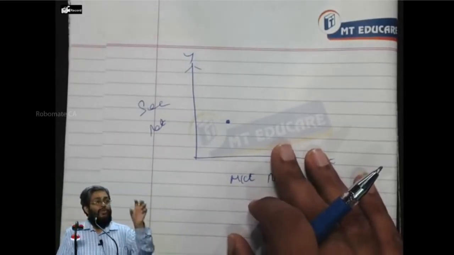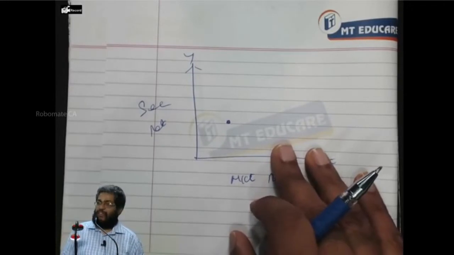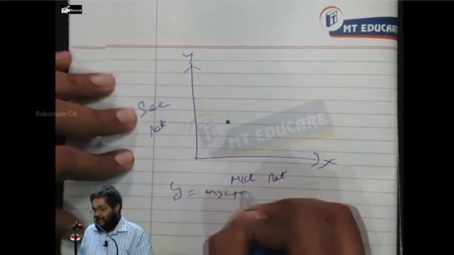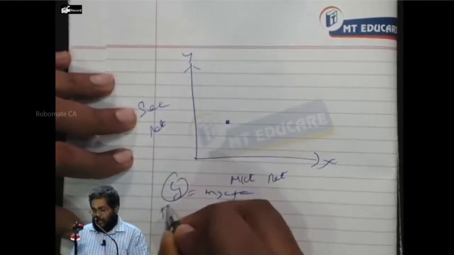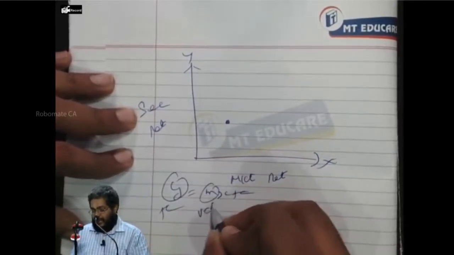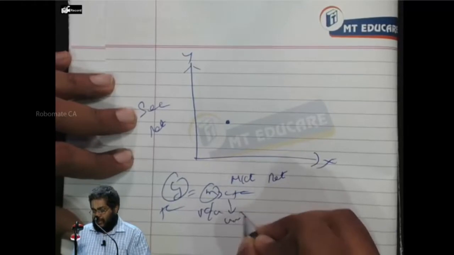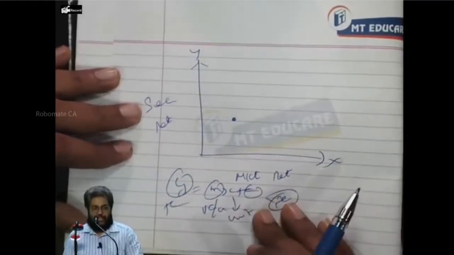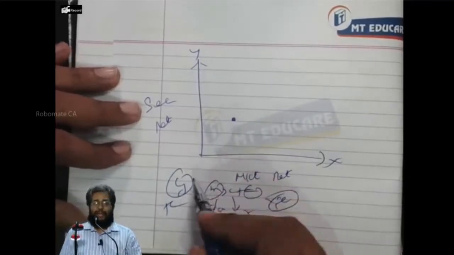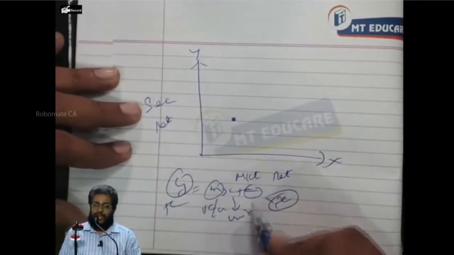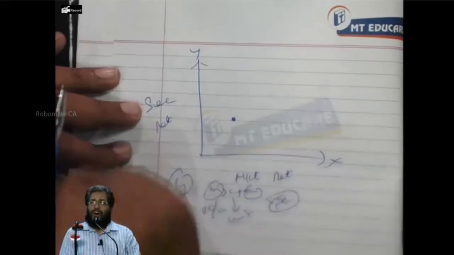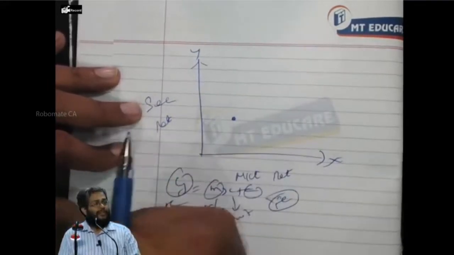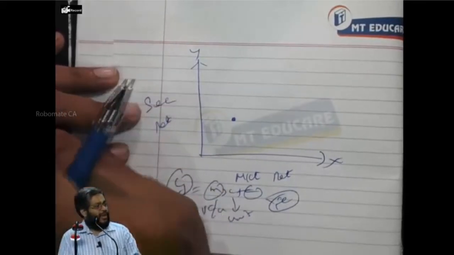For example, units and cost. We have a cost function, y is equal to mx plus c, where y is the total cost, m is the variable cost per unit, x is units, and c is the fixed cost. There are two variables, total cost and units. Do units depend on cost or cost depend on units? Cost depends on units. More the units, more the cost. Less the units, less the cost.